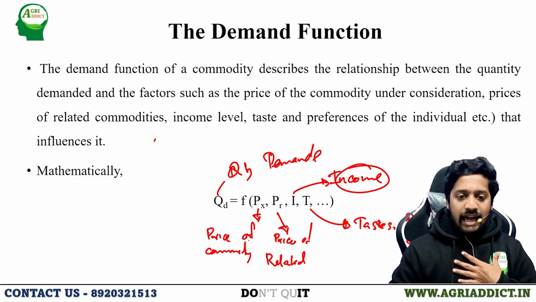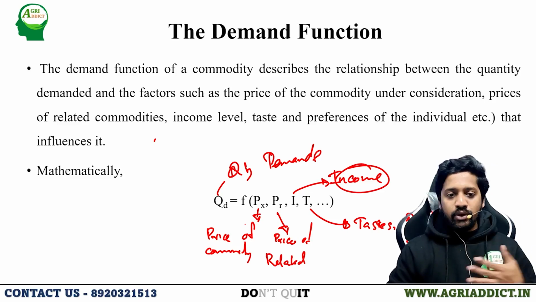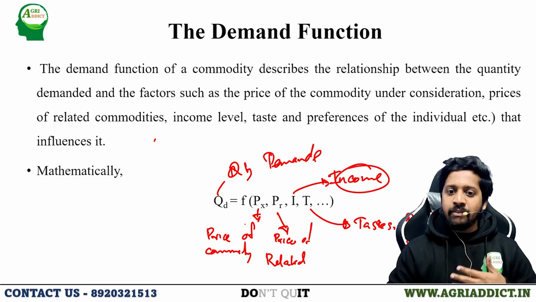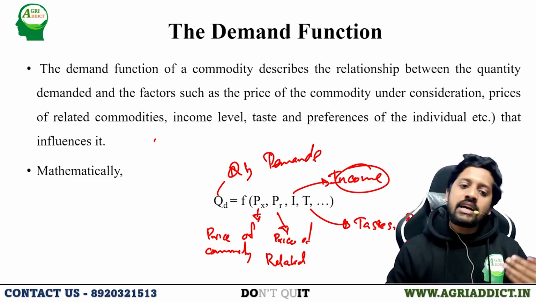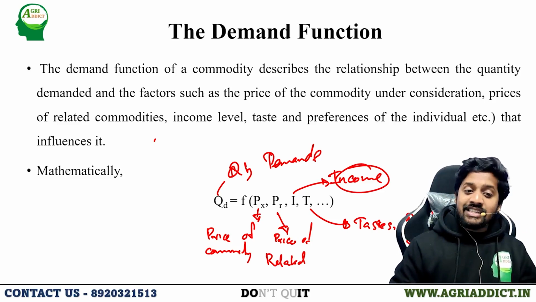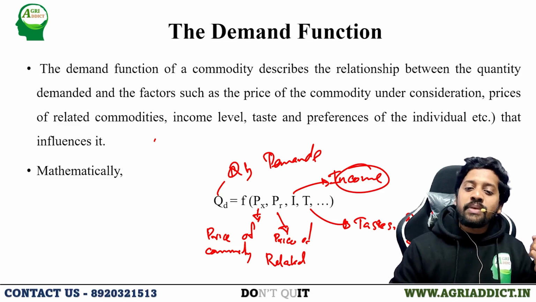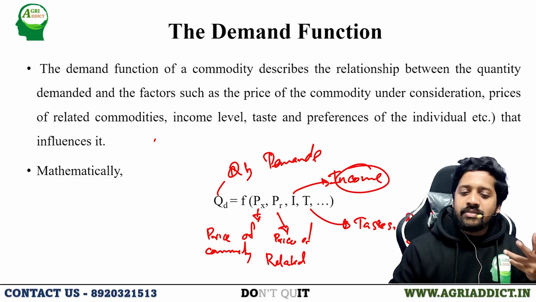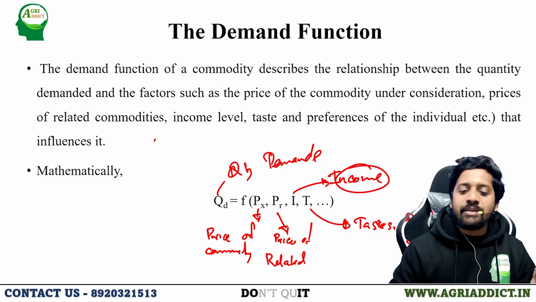If I like apple and my friend does not like apple, my quantity demanded is affected by my taste, because I will be going to buy some apple. But according to my friend's demand function, he or she won't have enough taste or preference for this apple, so his or her quantity demanded will be 0.